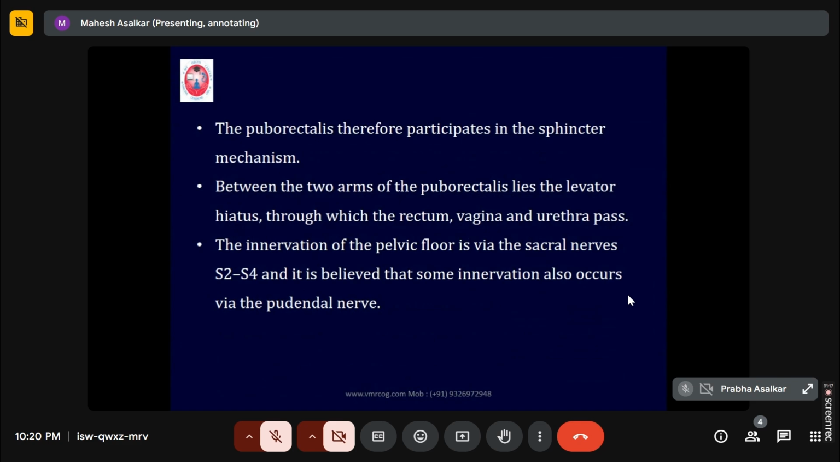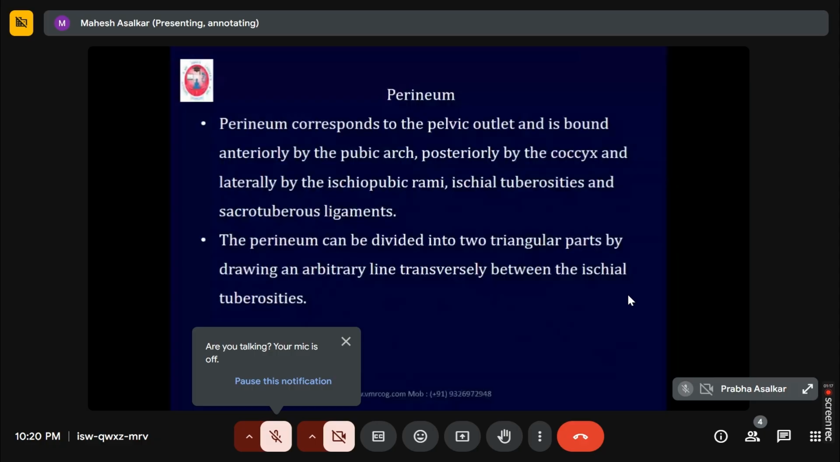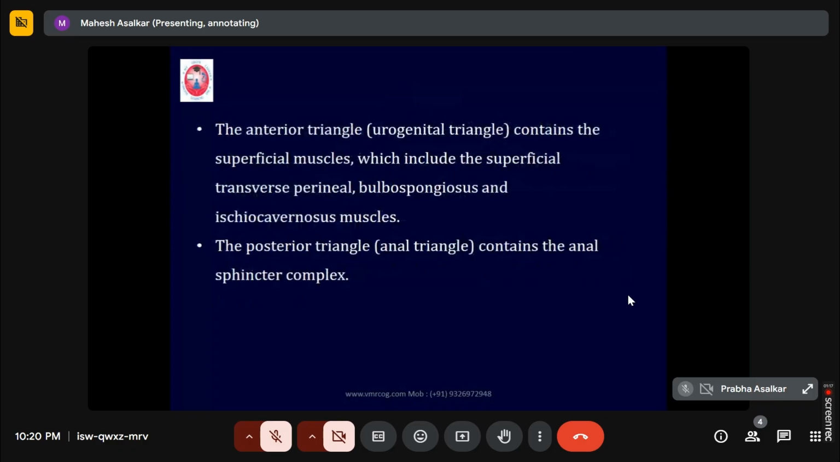Okay. Then perineum, we have already seen perineum corresponds to the pelvic outlet and is bound anteriorly by the pubic arch, posteriorly by the coccyx, and laterally by the ischiopubic rami, ischial tuberosities, and sacrotuberous ligament. The perineum can be subdivided into two triangular parts by drawing an arbitrary line transversely between the ischial tuberosities. Okay, the anterior triangle is also called the urogenital triangle, which contains the superficial muscles, which include the superficial transverse perineum, bulbospongiosus, and ischiocavernosus muscle. The posterior triangle is the anal triangle. It contains the anal sphincter complex.